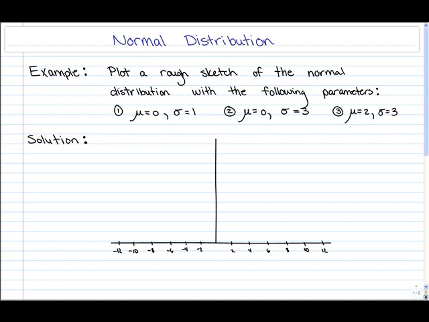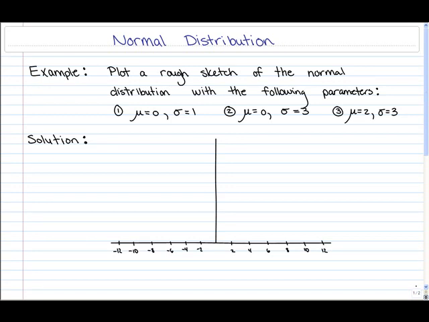Now the normal distribution has two parameters, mu and sigma, where mu is the mean and sigma is the standard deviation. Now all this means is that those two parameters affect the shape of your function. So the standard deviation sigma just affects the spread of the curve, whereas mu, the mean, is the center of that normal distribution.